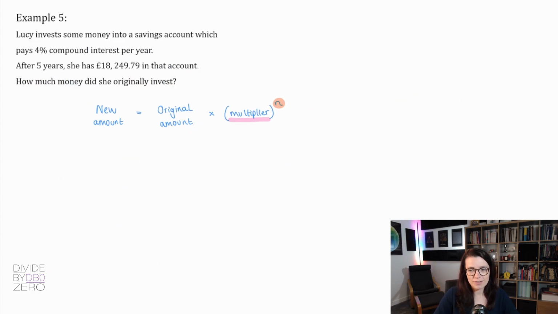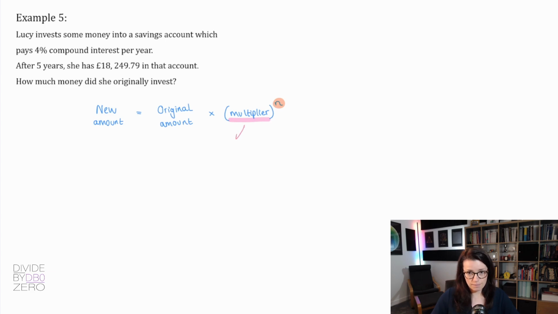Example 5, Lucy invests some money into a savings account which pays 4% compound interest per year. After 5 years, she has £18,249.79 in that account. How much money did she originally invest? So for this one, we can still use our formula, but we're trying to find the original amount this time, rather than the new amount.